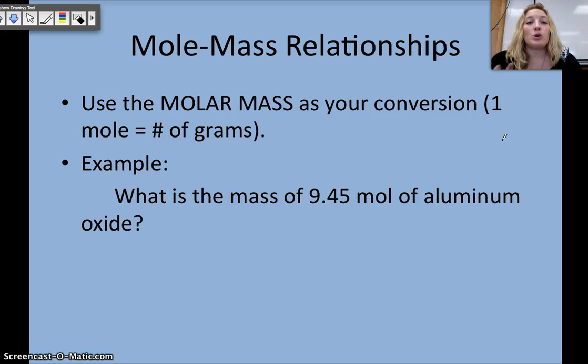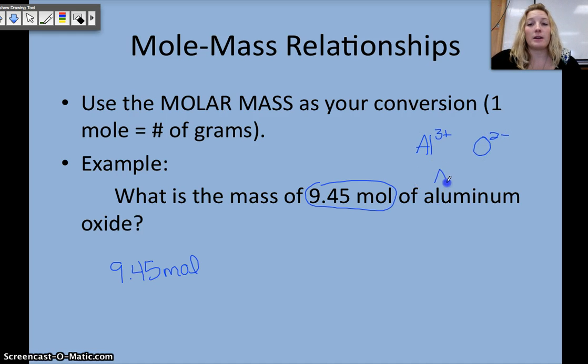So now let's actually use this mole to mass relationship to actually solve something. If we wanted to know what the mass of 9.45 moles of aluminum oxide is, again, just like what we did before, we would start with what we know. We know we have 9.45 moles, and if we think about what aluminum oxide is, aluminum has a 3+ charge, oxygen has a 2- charge, so when those combine, Al2O3, so we have 9.45 moles of aluminum oxide, and we are trying to find the mass.